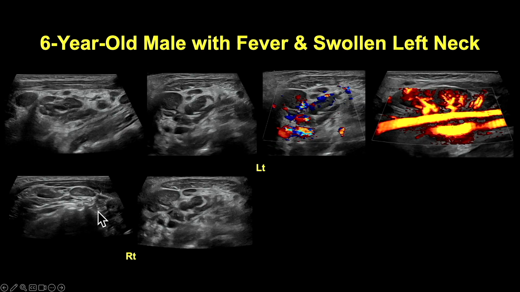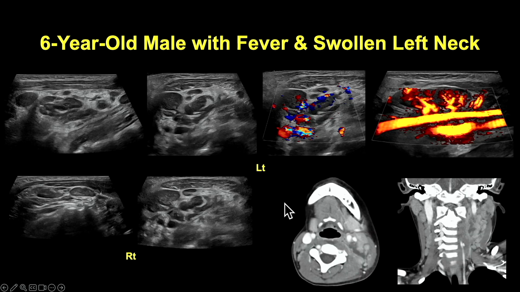Evaluation of the right side of the neck showed similar, although less pronounced, abnormalities. These findings were confirmed on neck CT. You see the enlarged lymph nodes. There is some fluid around the nodes on the left side of the neck.